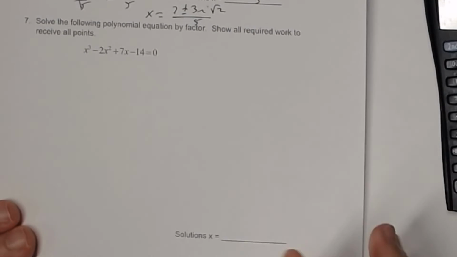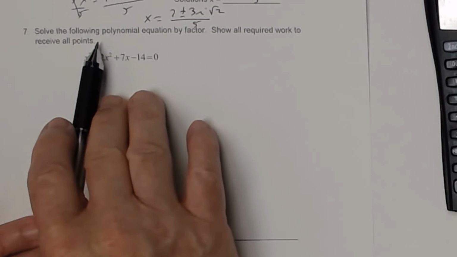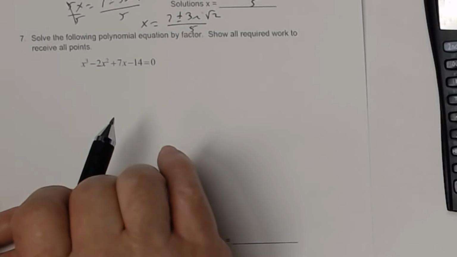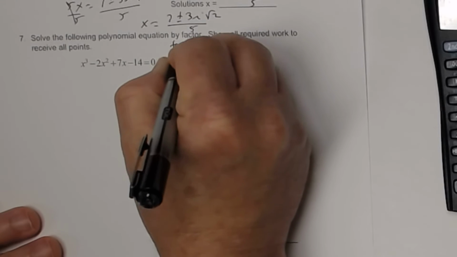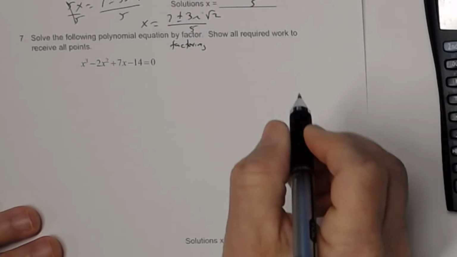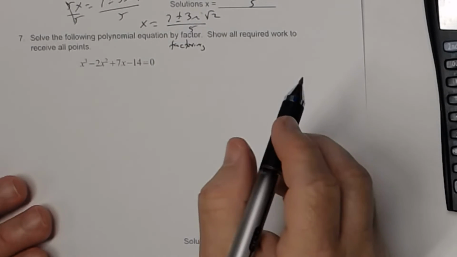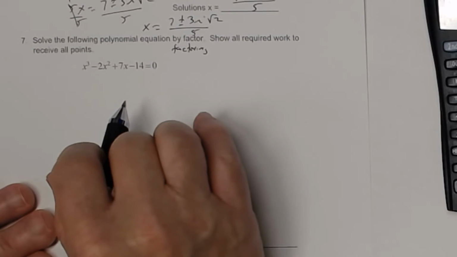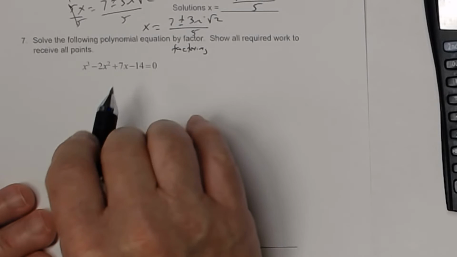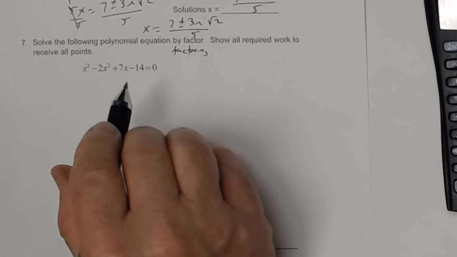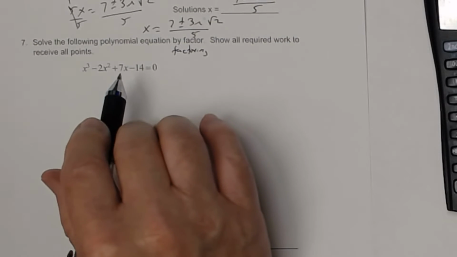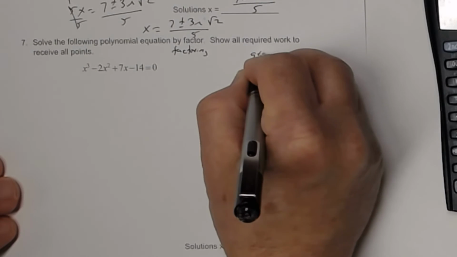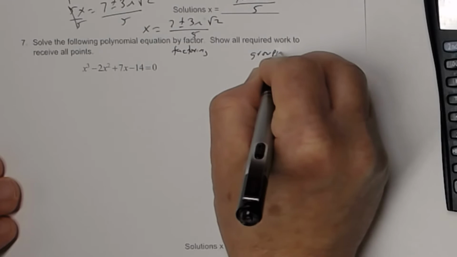Number 7, notice I asked you to solve this polynomial equation by factoring, and I want you to show the required work. So notice that I already made it simple for you. I already have 0 here, and it's already in descending order. So I have these 4 terms, and if I'm going to solve this polynomial equation by factoring, then I need to use grouping. So we have to use factor by grouping, right?